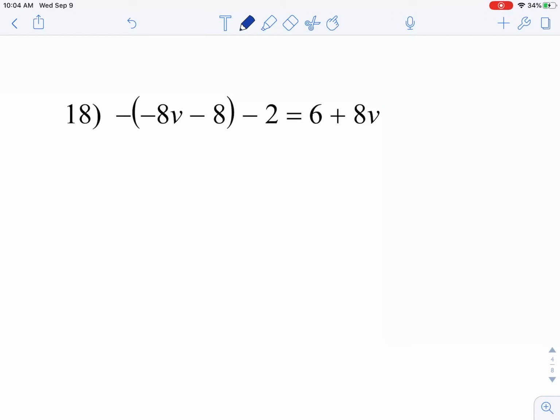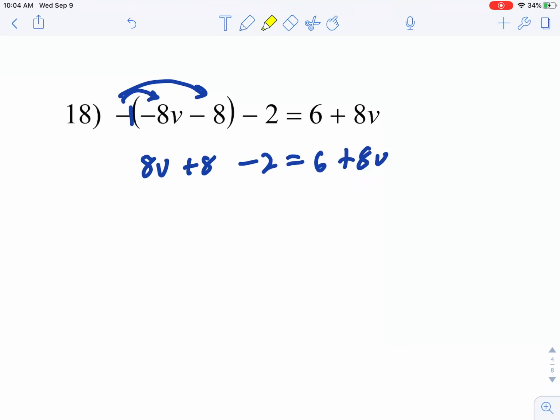Okay, so we got parentheses. We got this negative sign here. Again, you can treat that like a negative 1 if you want and distribute it. That's going to give you positive 8v plus 8. Bring down the minus 2 equals 6 plus 8v. We do have like terms here on the same side, so you just combine them. 8 minus 2 is positive 6.